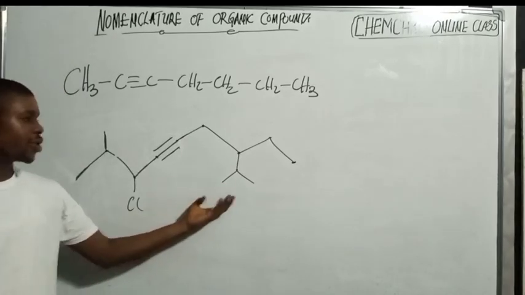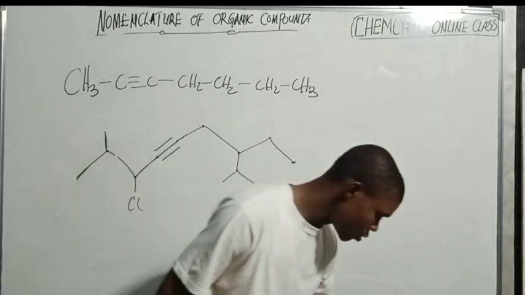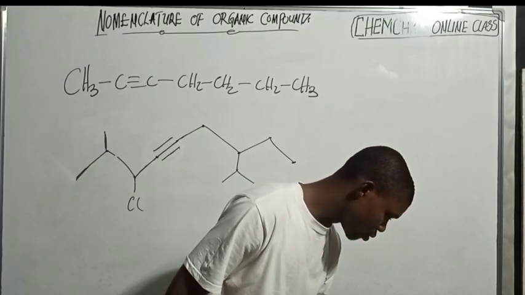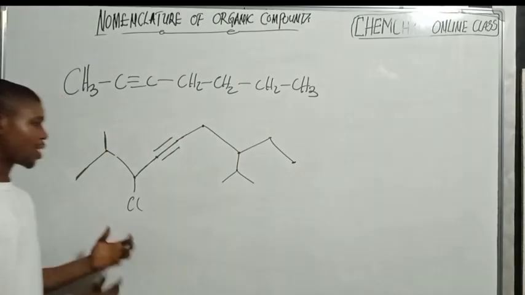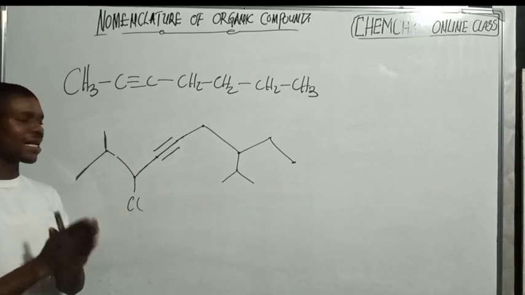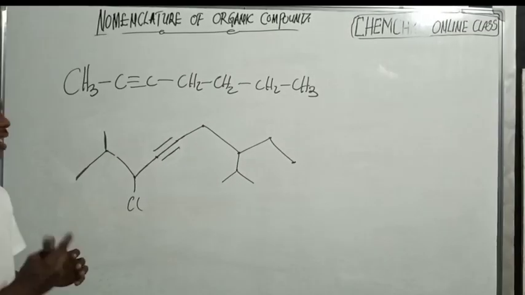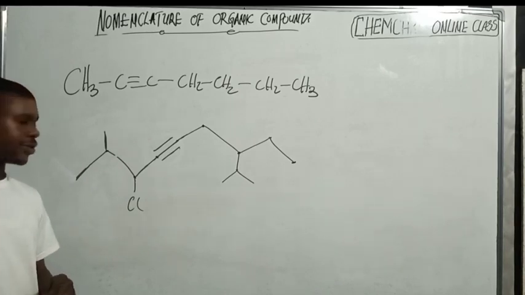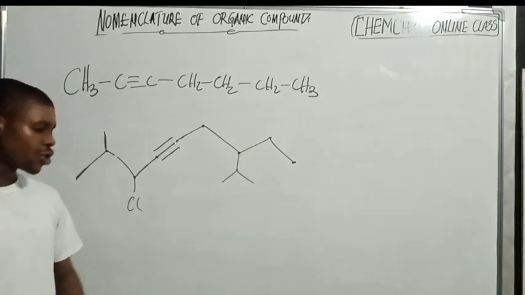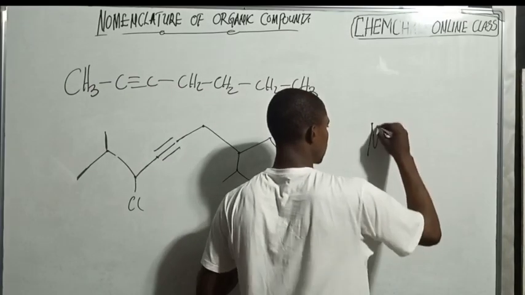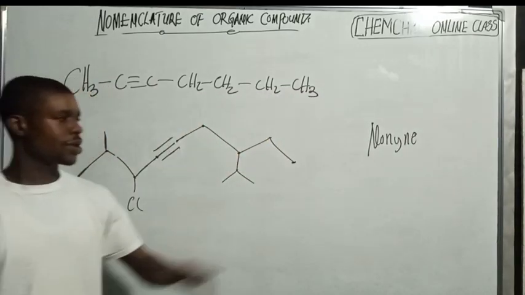So now let's name this one. What is the name of this compound? You can see that this compound is an alkyne because it contains a triple bond. So let's take the longest continuous carbon chain: 1, 2, 3, 4, 5, 6, 7, 8, 9. So it's going to be non-9, right?